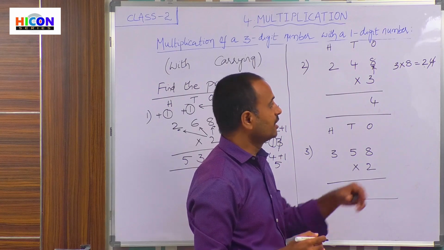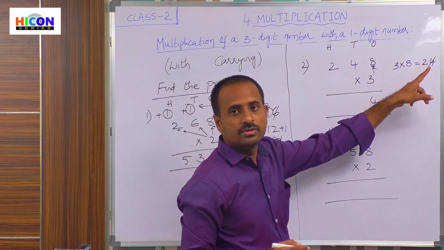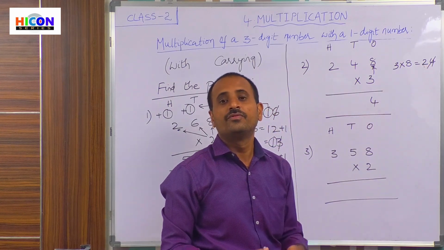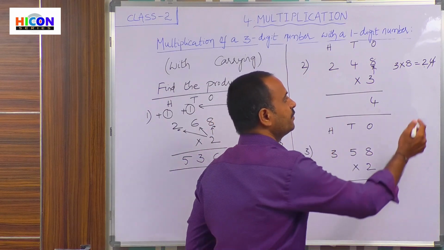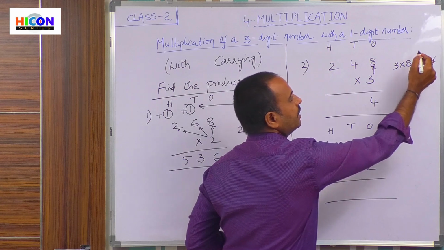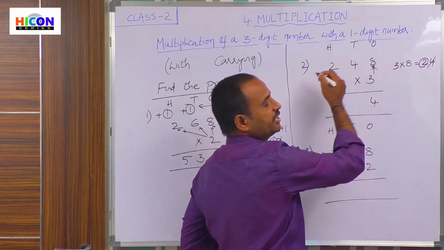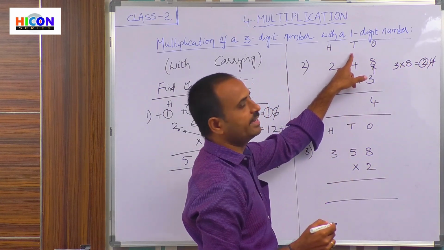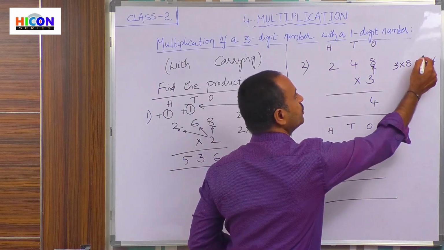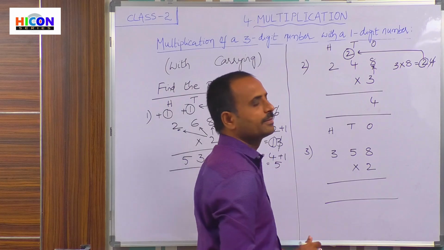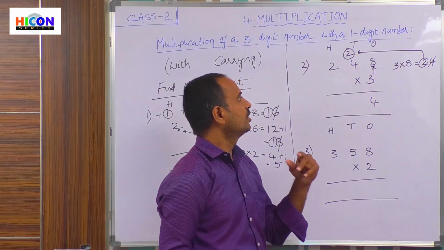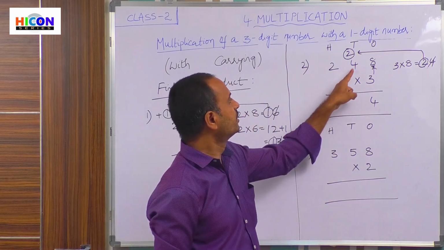And there is remaining first digit 2. So what do we have to do with the first digit? We have to carry the first digit to the next place. So what is the first digit here? 2. And carry this 2 to the next place. What is the next place here? Tens place. So carry this 2 to the tens place. So write 2 here. So children, now continue the multiplication with the tens place.